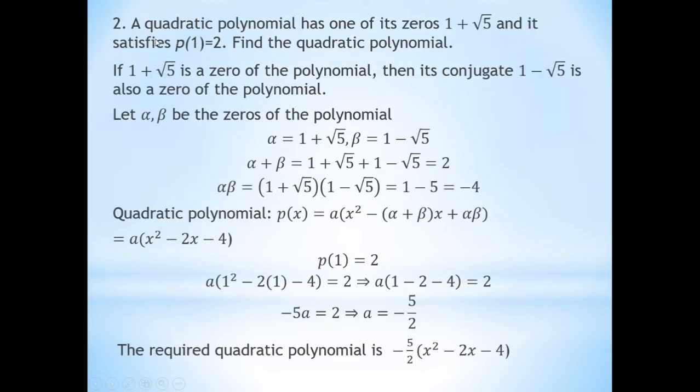Sum number 2. A quadratic polynomial has one of its zeros as 1 plus root 5, and it satisfies p of 1 is equal to 2.